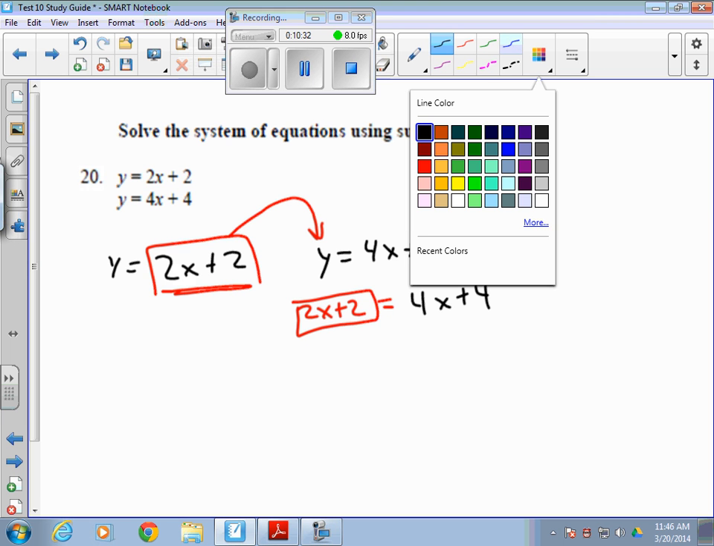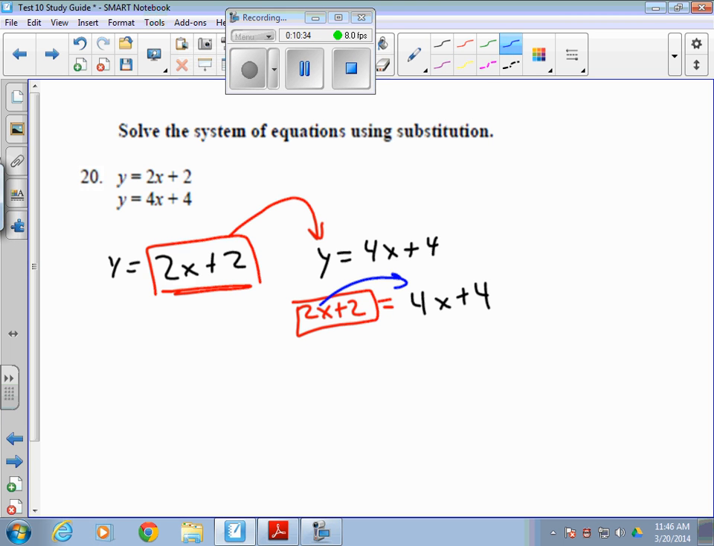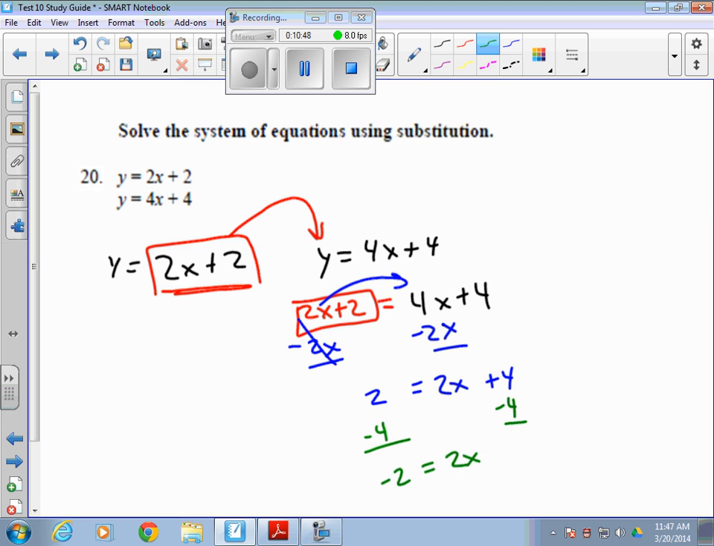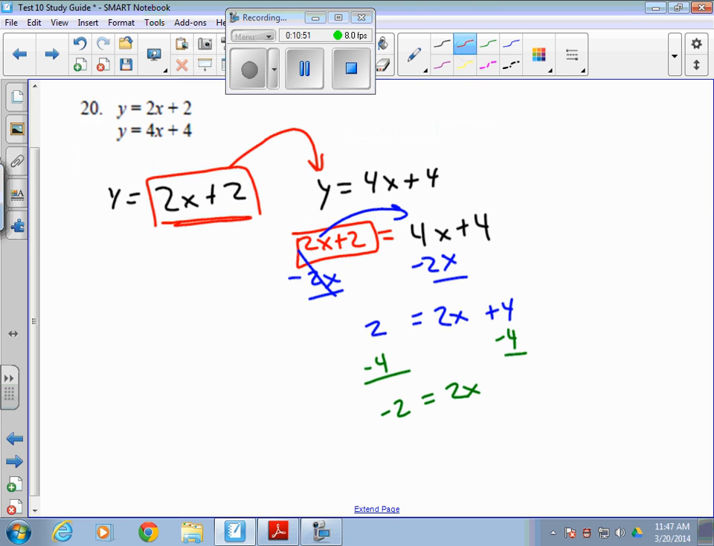Move the smaller 2x to the larger 4x side. Minus 2x, do it here. And it leaves you with positive 2x. Bring down plus 4 equals, these will cancel. 2. Move your positive 4 over by subtracting it. Do it here as well. 2 minus 4 is negative 2 equals 2x. Get x by itself by dividing by 2 on both sides. And x equals negative 1. There's your value for x.